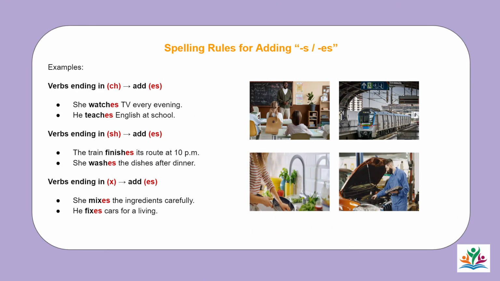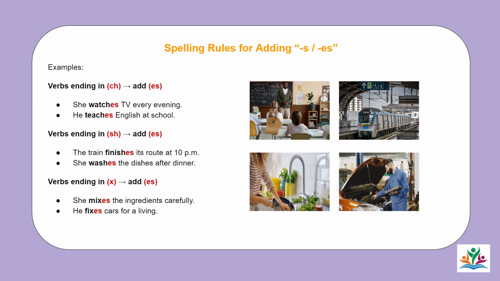Some examples for verbs ending in ch, and we will add an es at the end of the verb when we are talking about subject he, she, and it. For example, she watches TV every evening, or he teaches English at school.